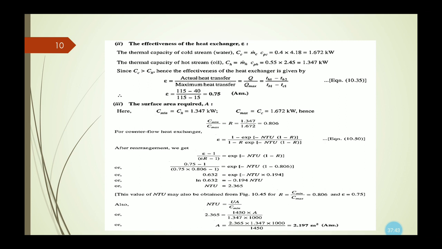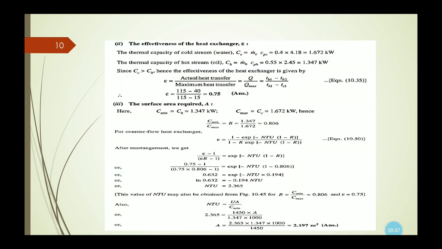Then the value of the surface area we need to calculate. The value of C min we have calculated earlier in the second part of this numerical, and it was the thermal capacity of the hot fluid, because the thermal capacity of the hot fluid is lesser compared to that of the cold fluid. This thermal capacity of the hot fluid, being the C min, is 1.347 kilowatt. So you can write that in watt only. The surface area required for this counterflow heat exchanger, calculated from this equation of the NTU, comes out as 2.197 meters square.